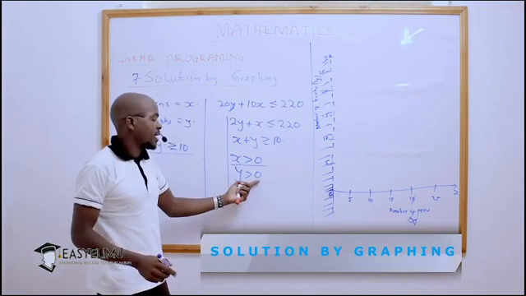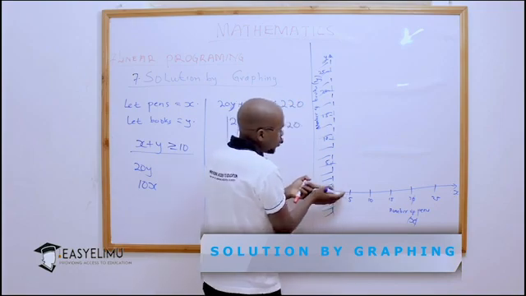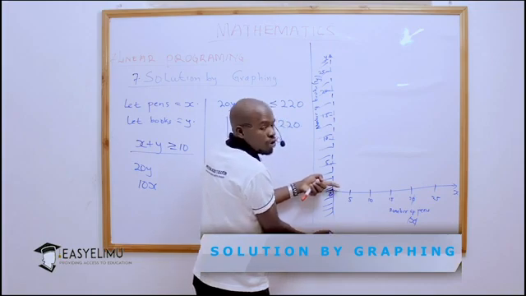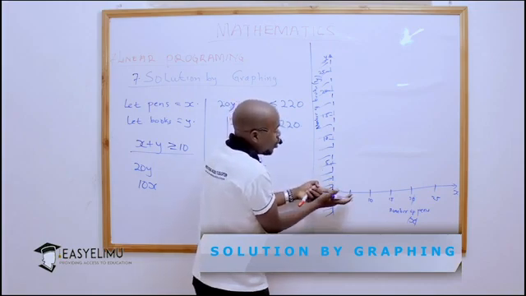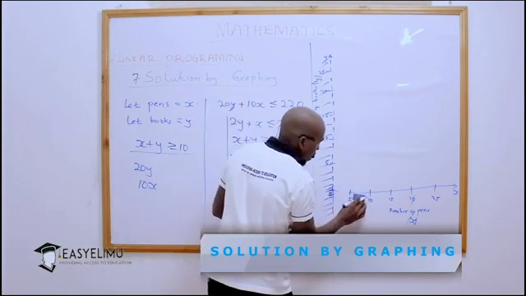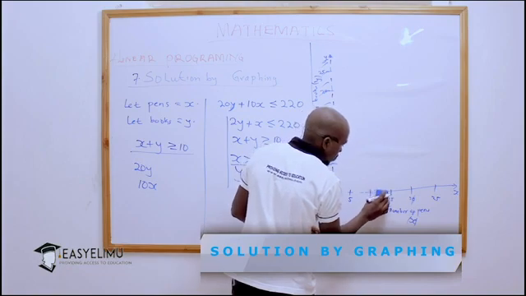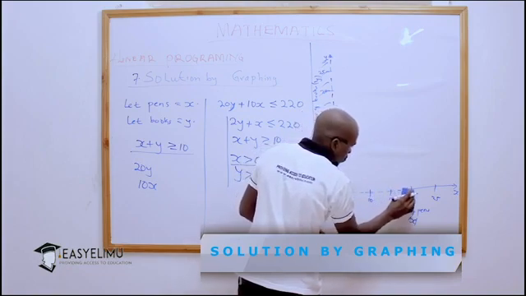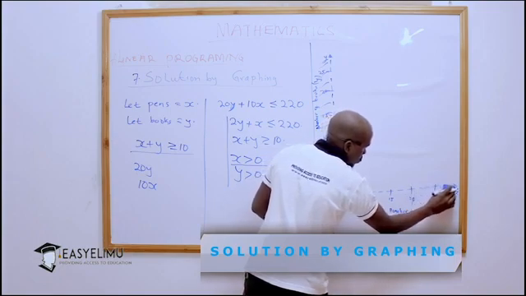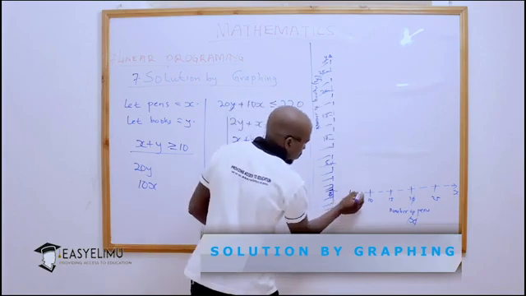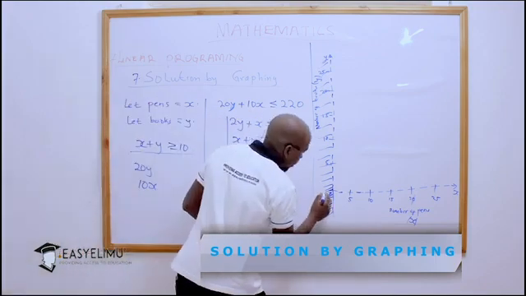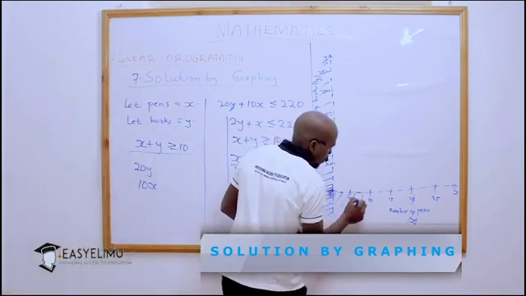The same applies to y greater than 0, meaning that we don't require the values where y is negative. We consider only values which are positive. The same applies to this one. So that is the case, and it means we shall shade the downward part.